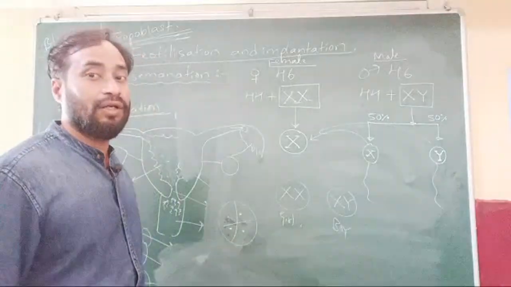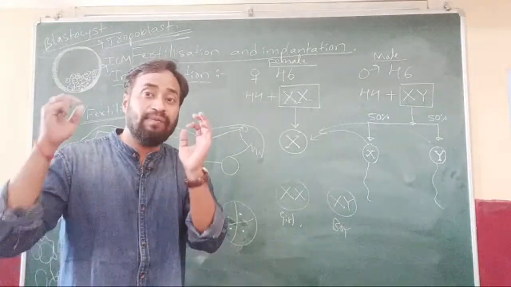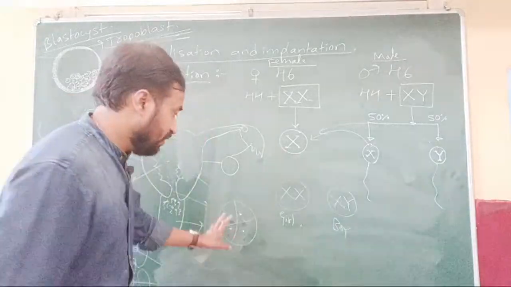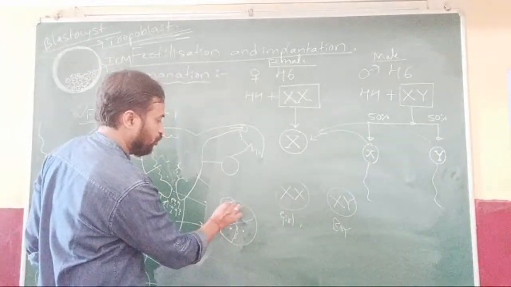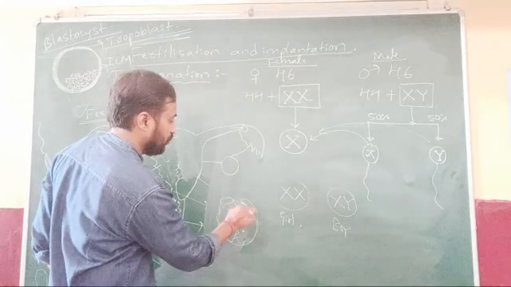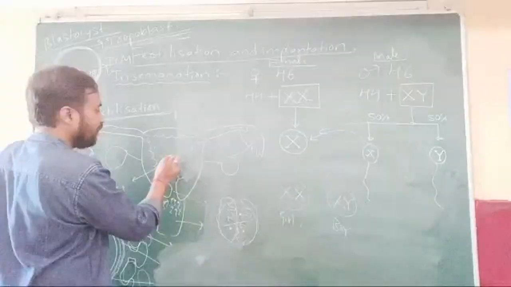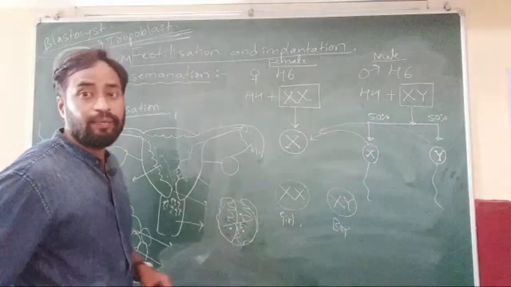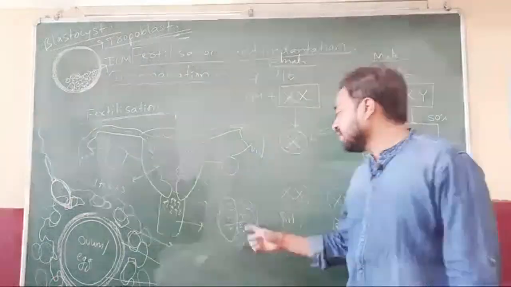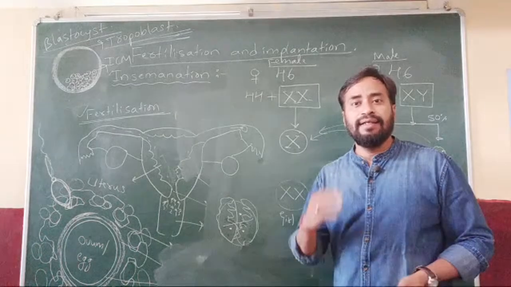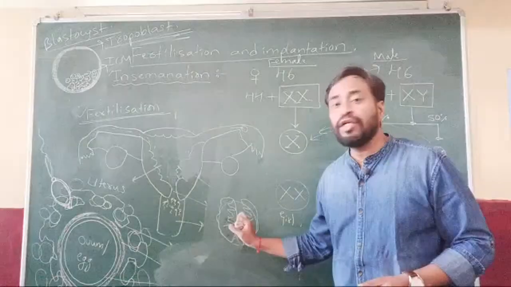In such a condition, what happens? A single sperm is there, a single ovum is there. The genetic material is entirely the same, but the same zygote is going to develop into two embryos. And such twins are said to be what? Identical twins. They are exactly mirror images, and more than 90% similarity is there in such twins.